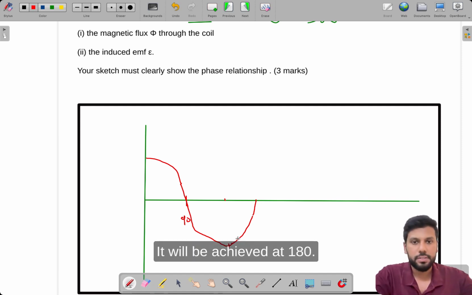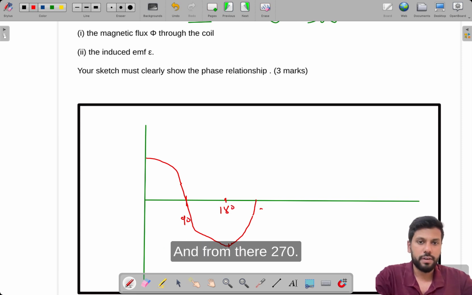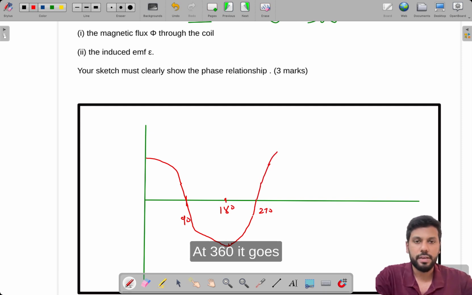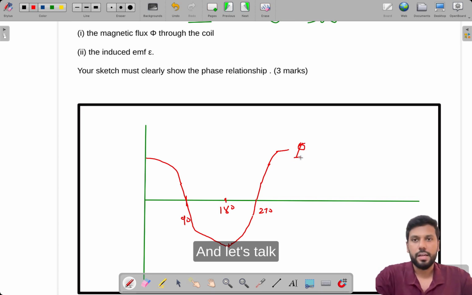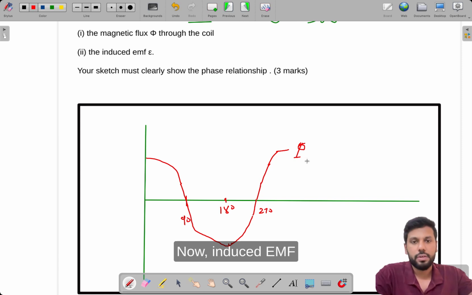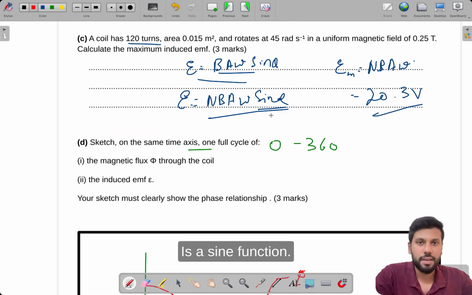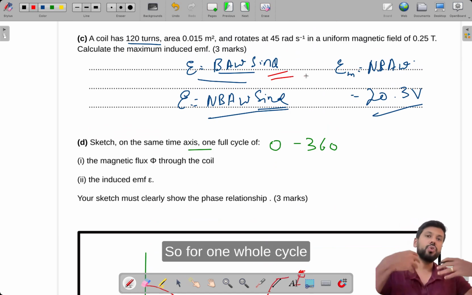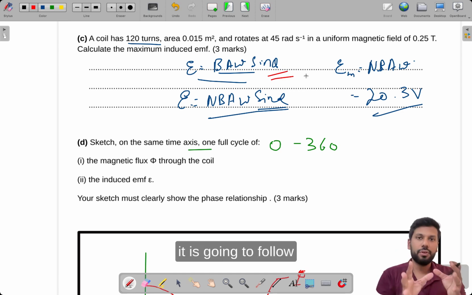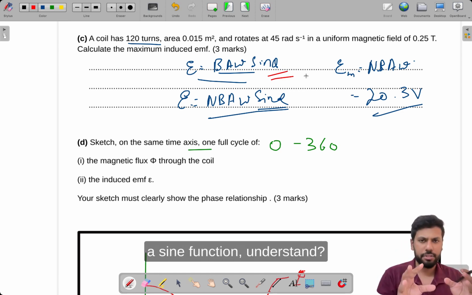Okay, it will be achieved at 180, and from there at 270 it goes back, and on a full cycle at 360 it goes to maximum again. Now this is the function of flux. And let's talk about induced EMF. Now, induced EMF is a sine function, as you can see here. So for one whole cycle, it is going to follow a sine function.